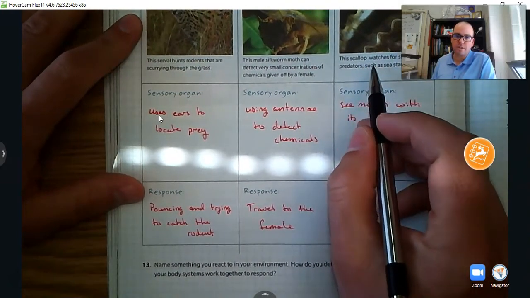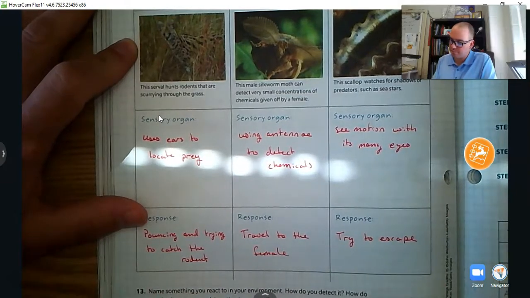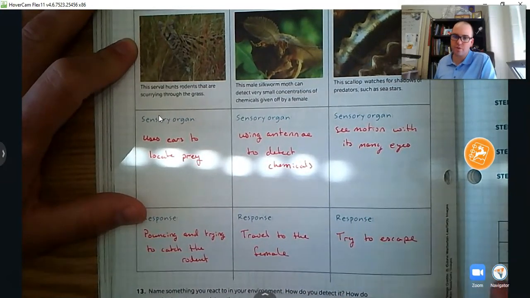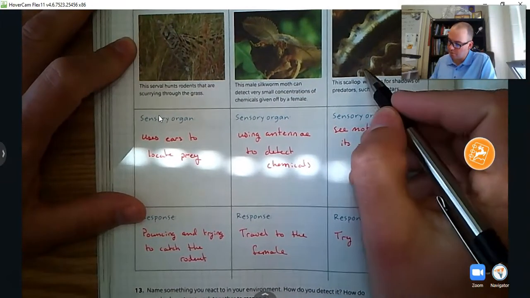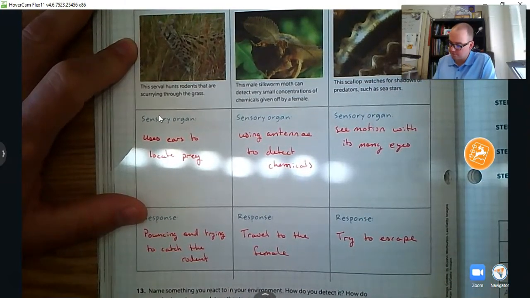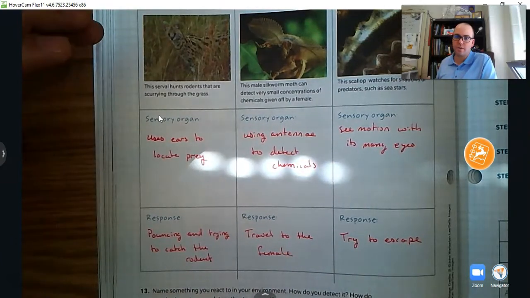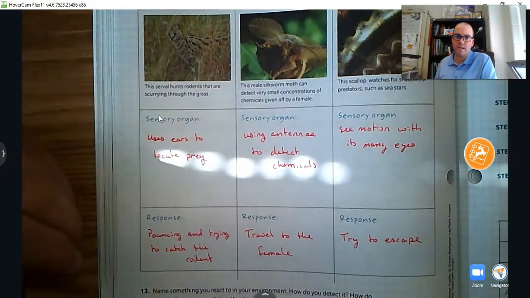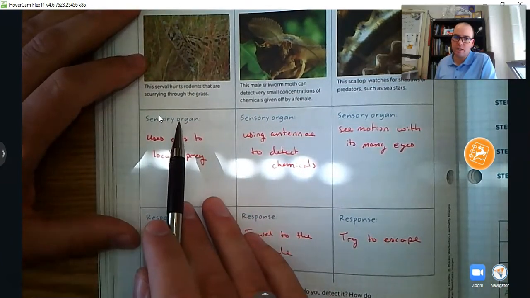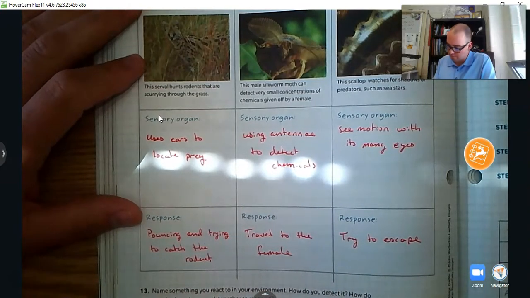Scallop, it watches for shadows of predators such as sea stars. And it sees the motion with its many eyes, and see all these little blue dots are the eyes of a scallop there. So when it sees the motion, it will try to escape. And so the systems work together. So you have a sensory organ, it works with other systems to then create a response that helps that organism survive.